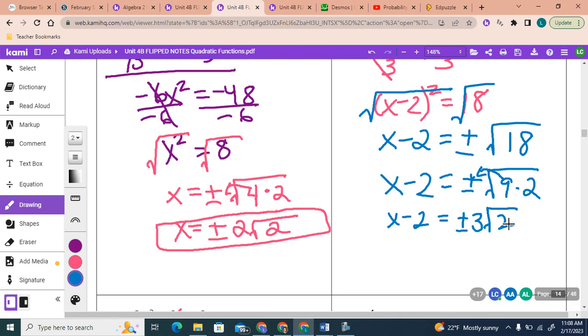And this is where a lot of people stop and they circle their answer. Why is that wrong? Yeah, x is not by itself. So how do I move that 2? Add it. Good, it's already being subtracted, so I add it.